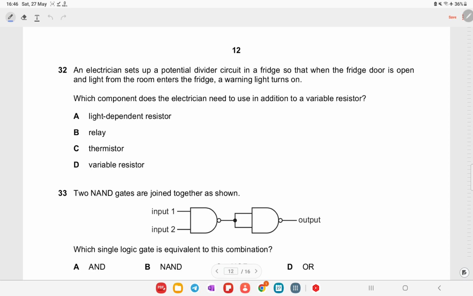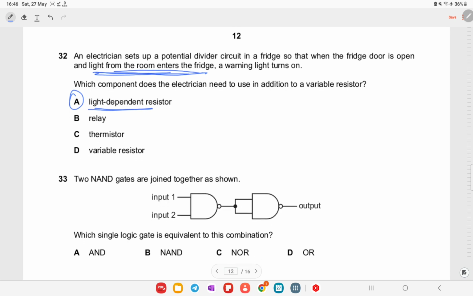An electrician sets up a potential divider circuit in a fridge so that when the fridge door is open and light from the room enters the fridge, a warning light turns on. Which component does the electrician need to use in addition to a variable resistor? So obviously it's going to be the light dependent resistor, which is detecting the light from the room that is going to enter the fridge. So that will show the warning light.